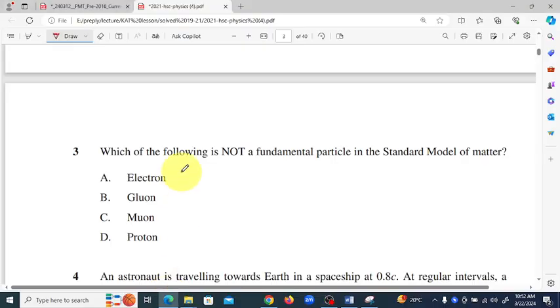Now dear students, we continue 2021 exam pack. Question number 3. Which of the following is not a fundamental particle of the standard model of matter? So first we need to know what is meant by fundamental particle. The particle that can't be subdivided into other particles is a fundamental elementary particle.